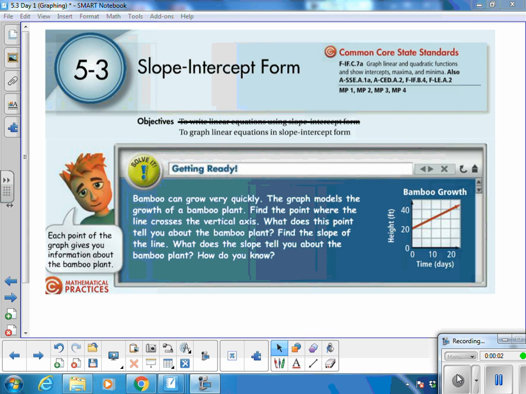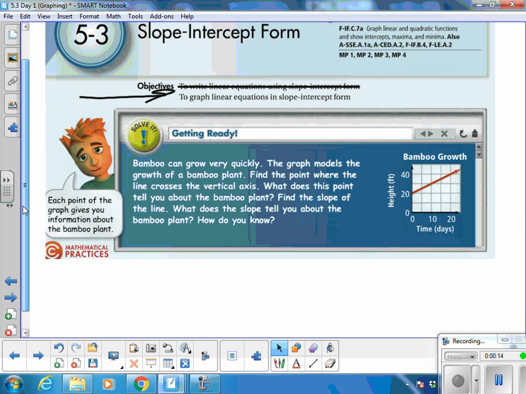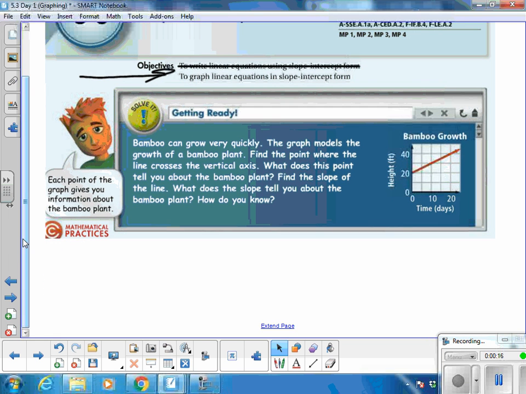As we continue looking at linear functions, we find ourselves at 5.3, slope-intercept form. Our objective today is to graph linear equations in slope-intercept form. And we can see that shows up in this particular situation about bamboo growing very quickly.